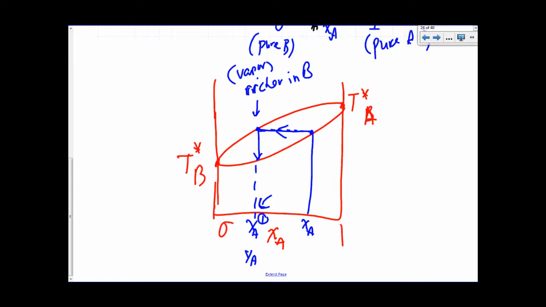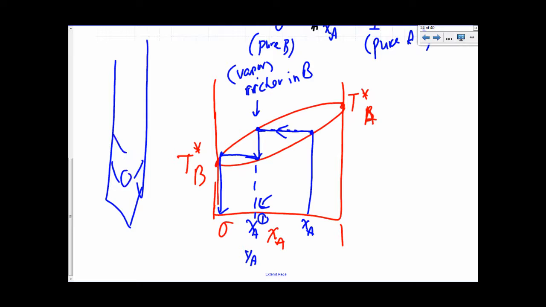And then if you were to boil that distillate again, the vapor that you'll get will be even richer in B. So this right here would be the composition of the second distillate. And you can repeat that process. And in practical terms in the lab, what you'll do is you run your liquid through what's called a fractionating column. This is the principle behind fractional distillation.